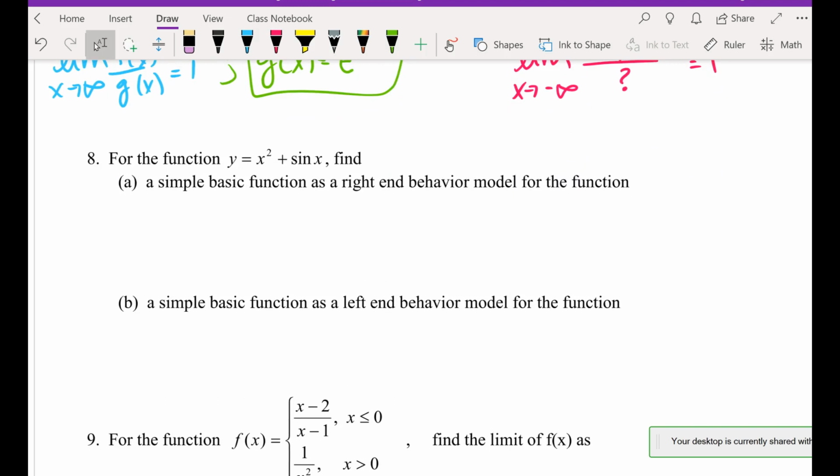Find the right end behavior model for y equals x squared plus sine of x. That means I'm looking for g of x again. Okay, so right end behavior model is when x approaches what? Infinity. Out of these two, what do you think? x squared? How come? Why x squared? Why not sine of x?